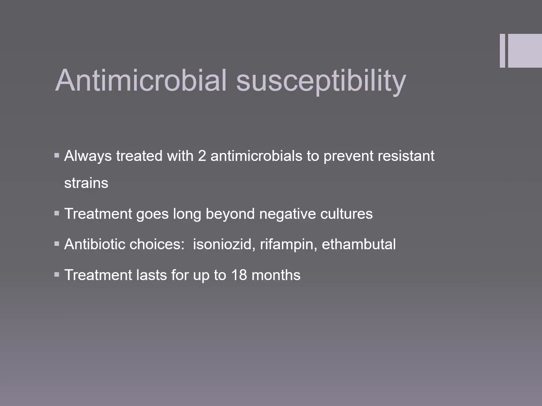Anytime we're dealing with an acid-fast organism that's leading to infection, we always want to treat them with 2 antibiotics to prevent resistant strains. Some primary drugs are rifampin, isoniazid, and ethambutol, and some secondary drugs are kanamycin and cycloserine. Okay, there's actually a nice table of this information in your Mahon textbook. Okay, the treatment goes long beyond negative culture, so you can be treated for up to a year.